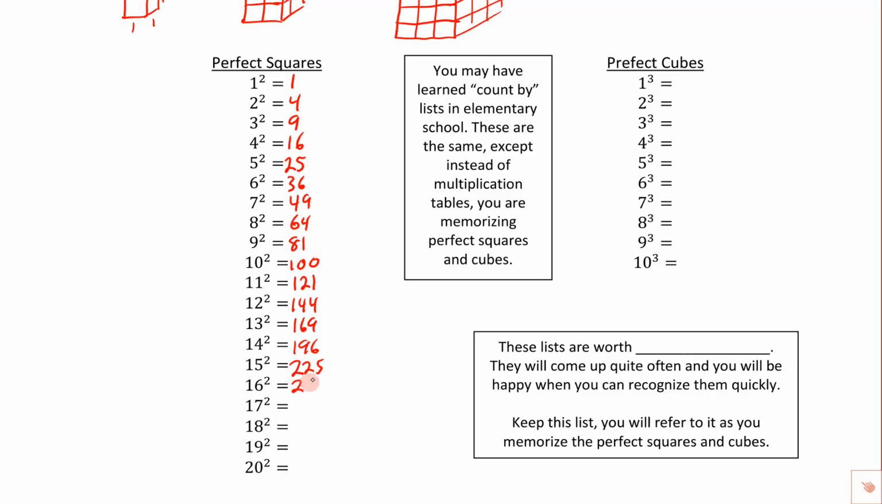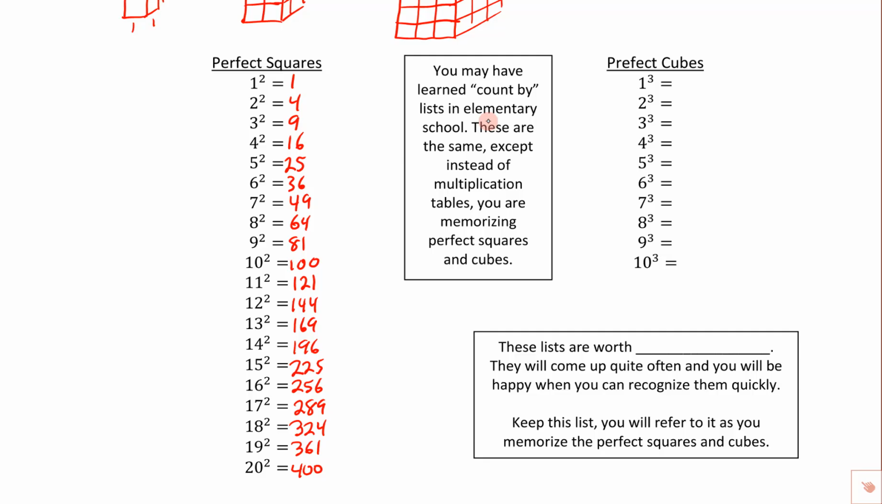16 squared is 256. 17 squared is 289. 18 squared is 324. 19 squared is 361. And this one I'm hoping you can figure out. If you had 2 times 2, you'd have 4, but we've got 2 zeros on there, so this is going to be 400.